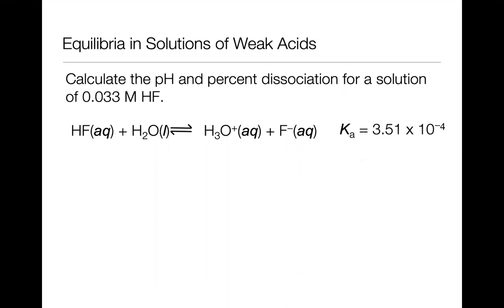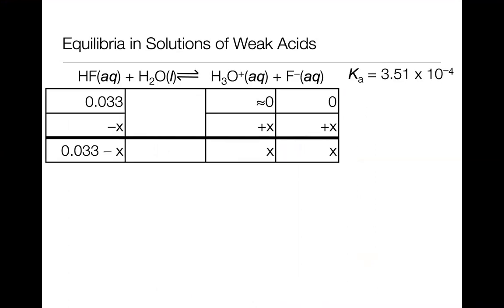So it's asking us to calculate the pH and percent dissociation for a solution of 0.033 molar hydrofluoric acid. And so we have the balanced chemical equation of hydrofluoric acid reacting with water. And we're also given the Ka for this reaction. So we can set up our ICE table so we know what concentration of HF we started with. Things should be looking pretty familiar here. So we fill in our ICE table.